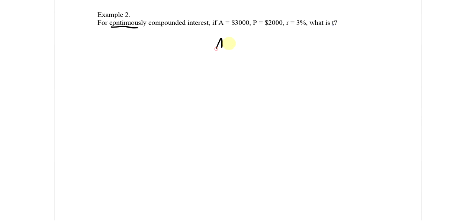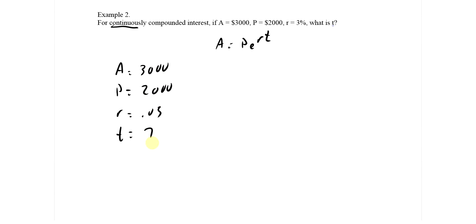So continuously compounded interest is that formula. What variables do they give us? Remember that e here, that's not a variable, that's a number. It's 2.7 something. It's the base for natural logarithms. A, they tell us, is 3,000. P, they tell us, is 2,000. R, they tell us, is 0.03. T, we don't know.